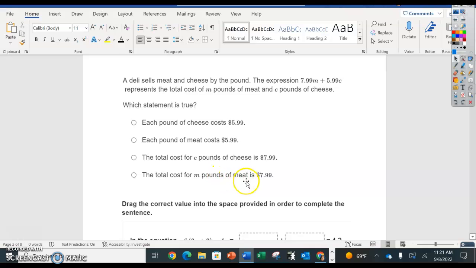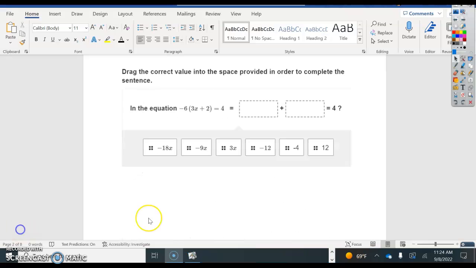And this one says the total cost for M. So for this question, each pound of cheese costs $5.99. That is your best answer here.